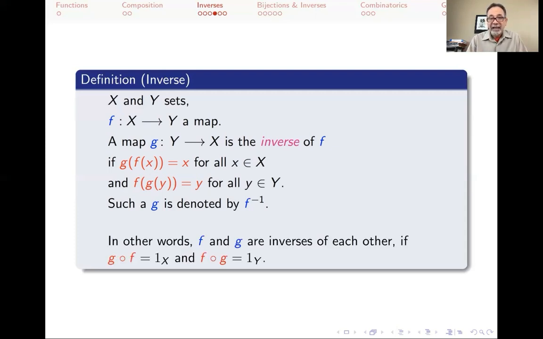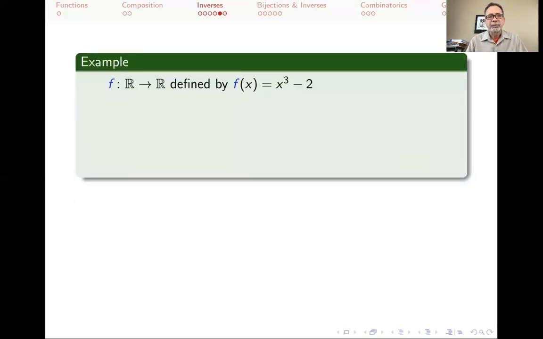Another way of saying the same thing is to say that f and g are inverses of each other if g circle f, that's g composed with f, you do f first, then g, is the identity on the set X, and f circle g is the identity function on the set Y. So here's some examples. If you have the function that goes from R to R defined by f of x equals x cubed minus 2, and g is the function defined by g of x equals cube root of x plus 2, then maybe these functions are inverses of each other, maybe they're not, but we know how to check.